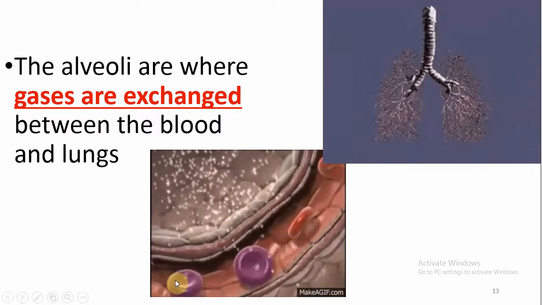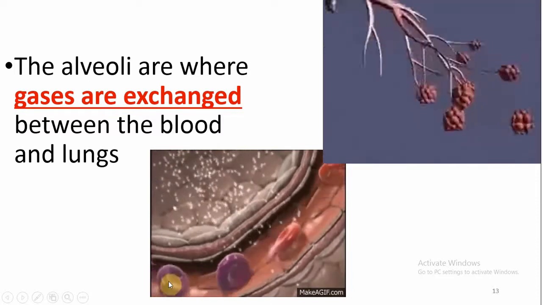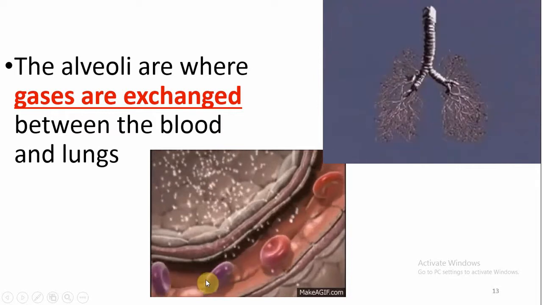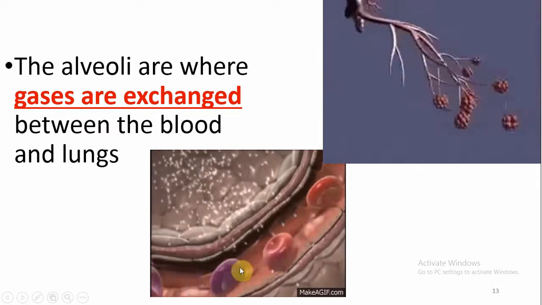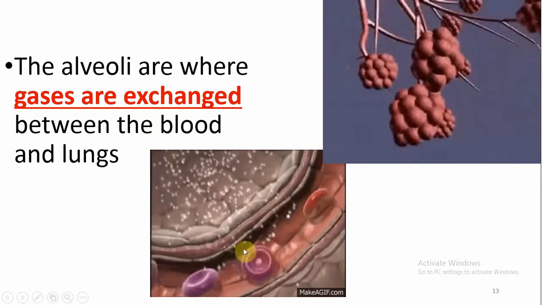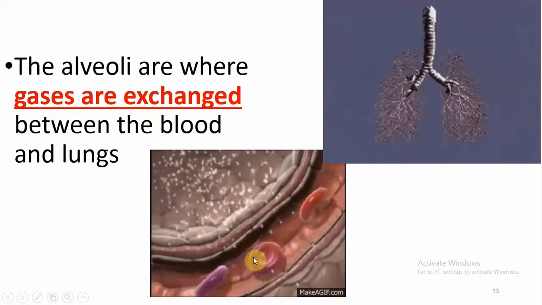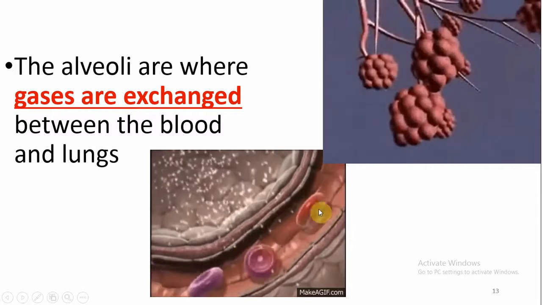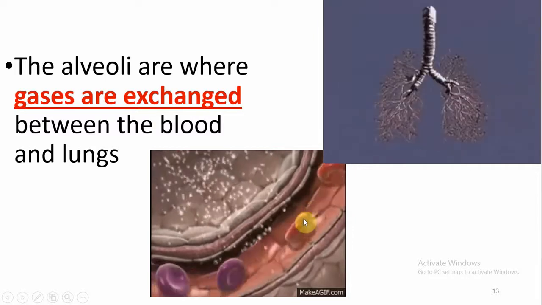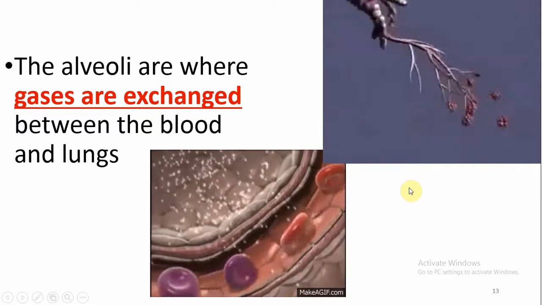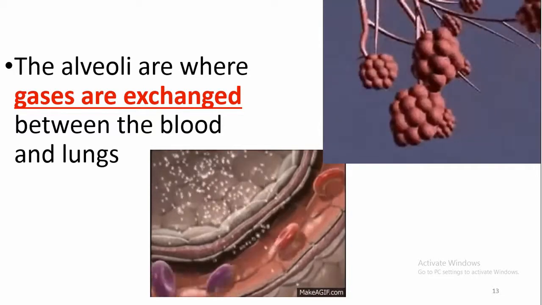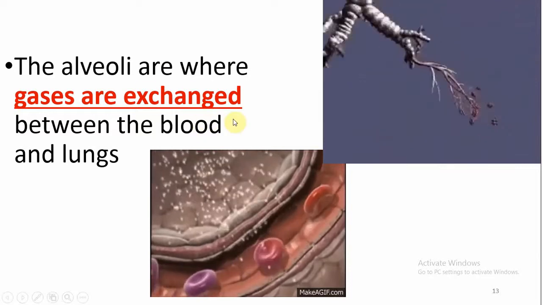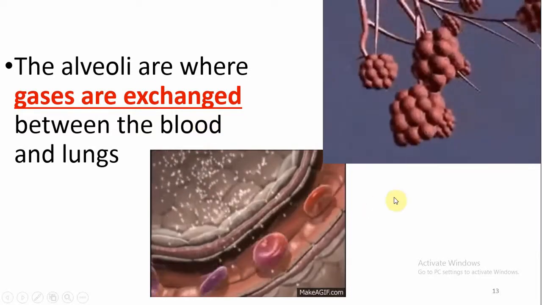So inside the alveoli, that's what happens. The red blood cells start to give off carbon dioxide and gain oxygen. Can you see these? This is oxygen being transported by the red blood cells, and that's why they turn into red color, so the circulation can continue. So from this part we learned that the alveoli are where gases are exchanged between the blood and the lungs.